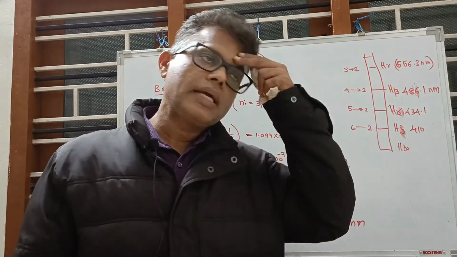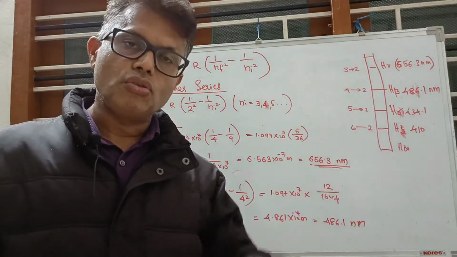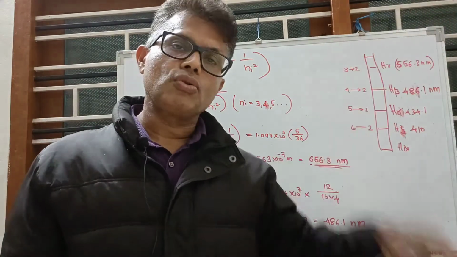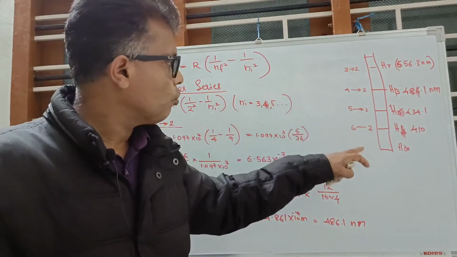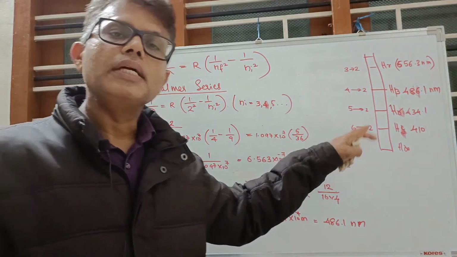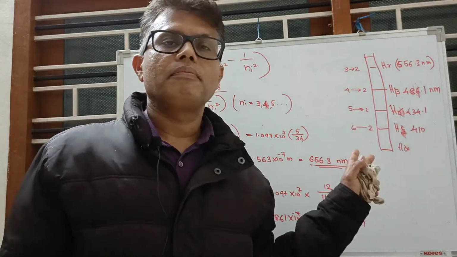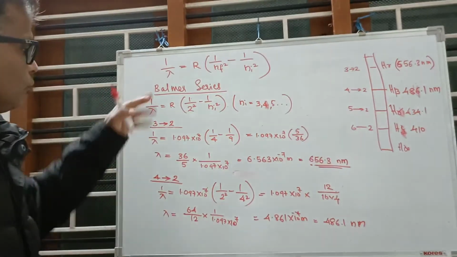Can an electron only jump to the second orbit? No, it can jump to the first orbit also. It can jump to the third orbit also. It can jump to the fourth orbit also. But if an electron jumps to the second orbit, you will get a visible spectrum. That is what I just want to say.